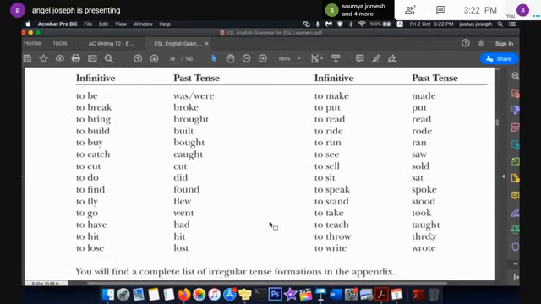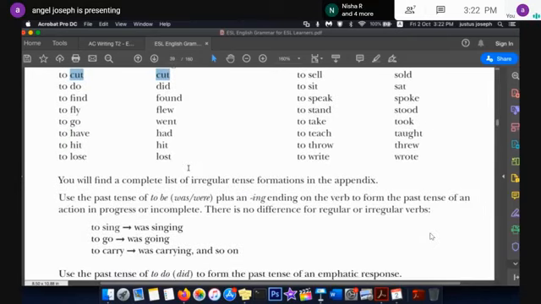Now there are certain verbs which might not change at all. Look at this one. Put: the present and the past of put is put. There is no putted, there is no such form. Put remains as put. Hit, no change. Cut, no change. So these are also called irregular verbs.